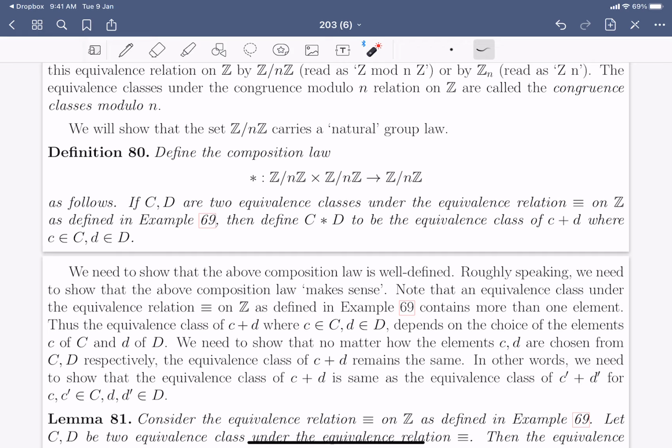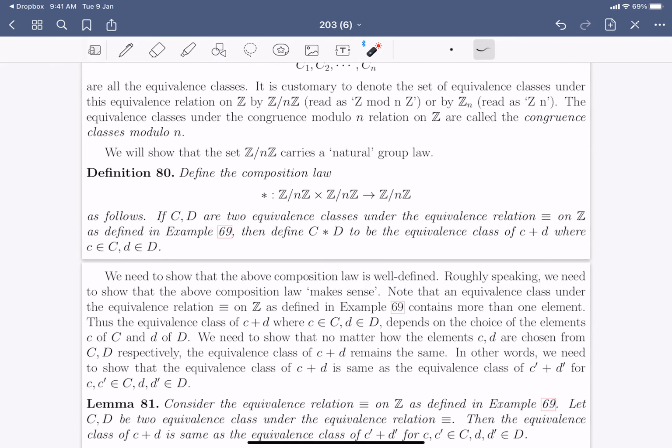You take two equivalence classes C and D, under the congruence modulo n relation. Then you define C star D to be the equivalence class of c plus d, where c and d are some elements from the equivalence class C and the equivalence class D. Well, this sounds good, but there is a trouble. Why?